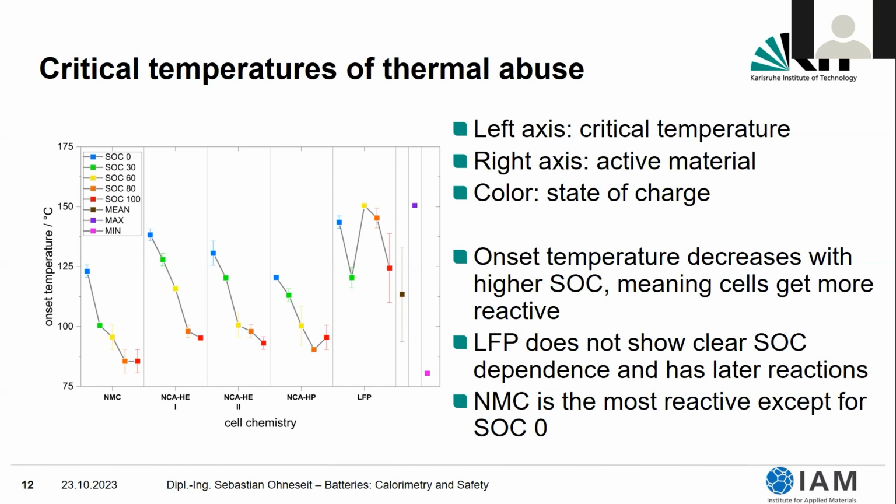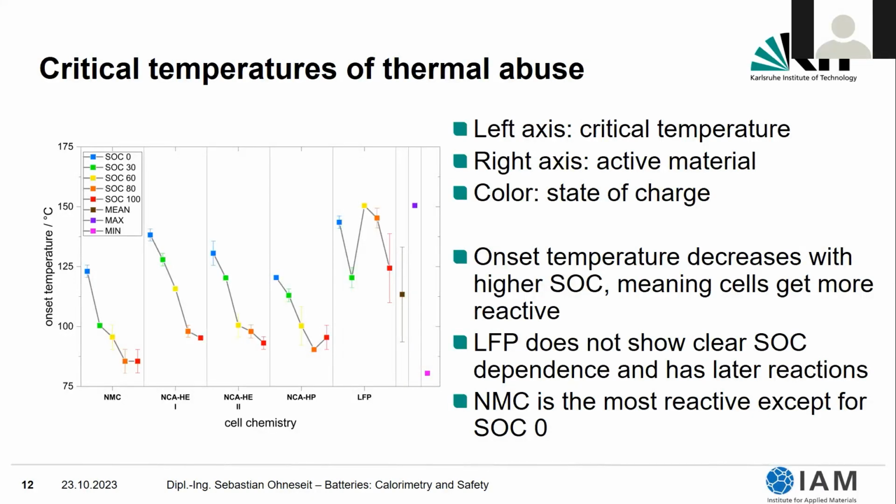The onset temperature is decreasing with higher state of charge, meaning the cells get more reactive as they are charged higher. What is interesting is that LFP does not show a clear state of charge dependence and has an overall much later reaction than the other cells. NMC is the most reactive cell in terms of onset, except for a state of charge of 0, which is indicated in blue. There, the NCA high energy cell is the earliest.